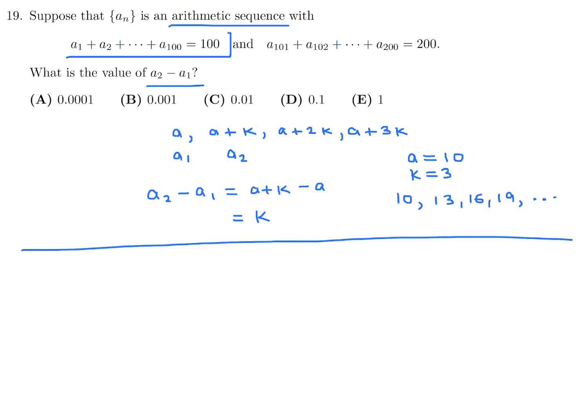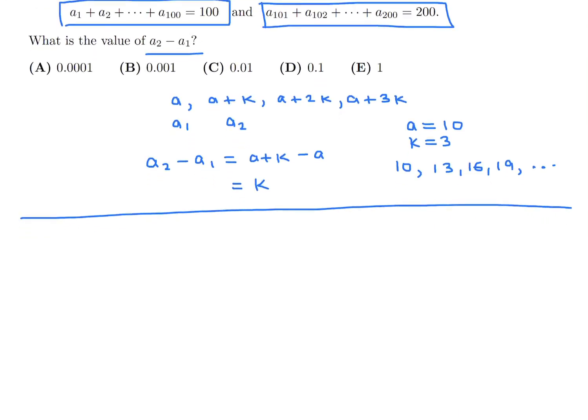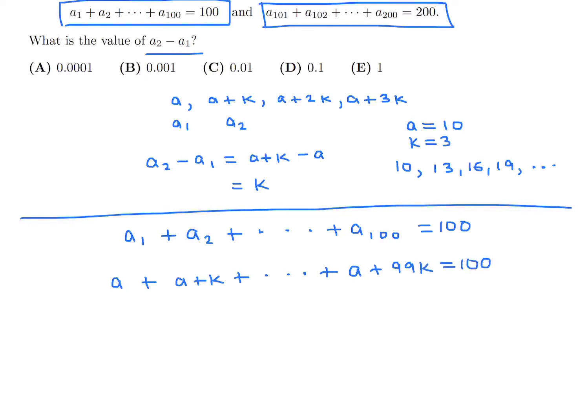So now we have to use the 2 equations that they give us to somehow eventually find a and k. So here we go. The first one is a_1 plus a_2 all the way up to a_100 is equal to 100. So the first one is just a, the second one is a plus k, and so on, all the way up till a plus 99k is equal to 100.